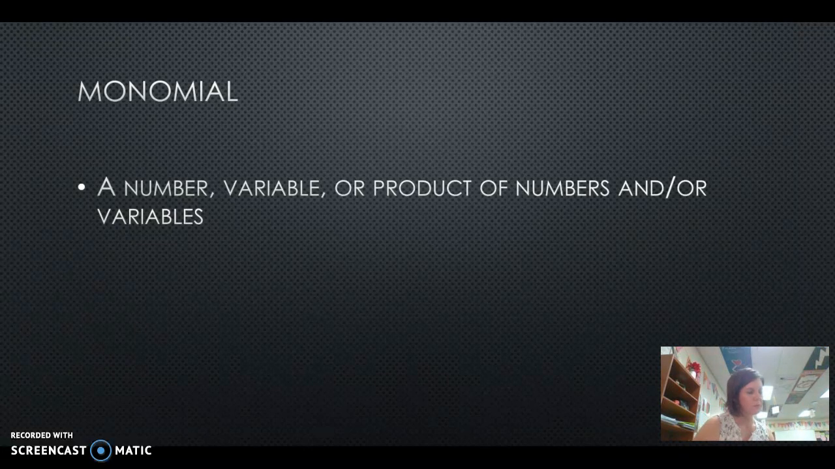Okay, so our first vocabulary word is a monomial. The prefix mono means one, and a monomial is simply a number, a variable, or the product of numbers and or variables. So it can look a lot of different ways.